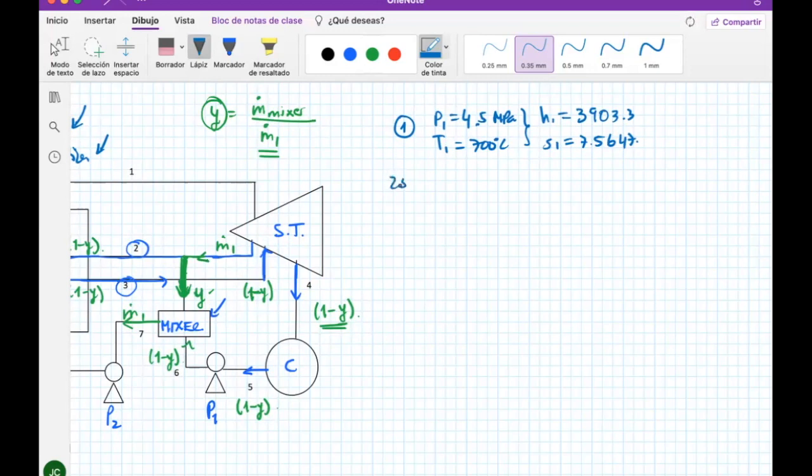Okay, now let's just go to the 2s. 2s is gonna be this one over here, but the isentropic part. So for the isentropic part, I will say, well, you know what? I'm gonna put out this steam at 2 at this pressure.